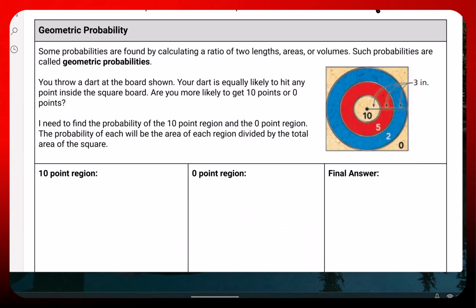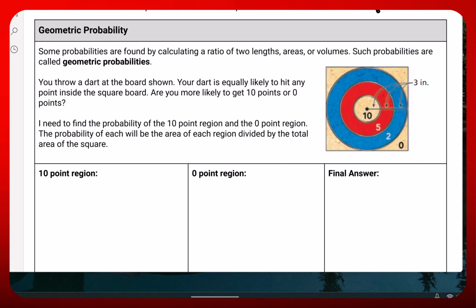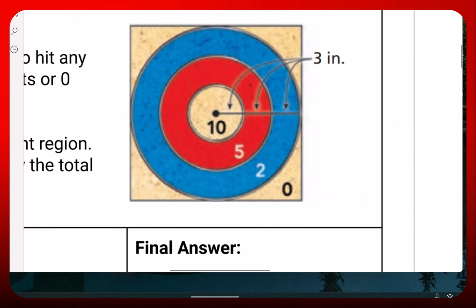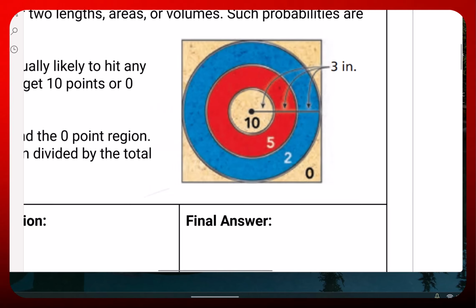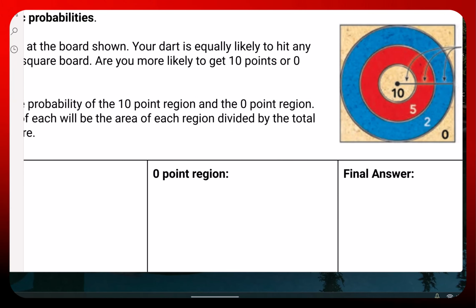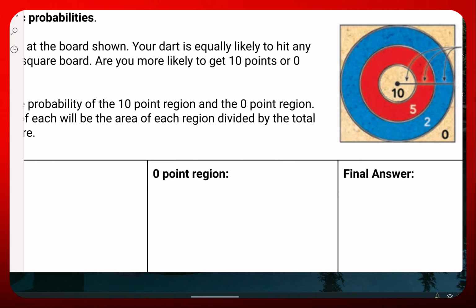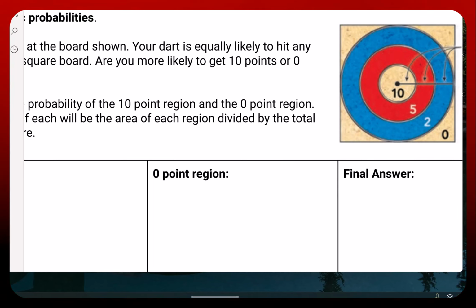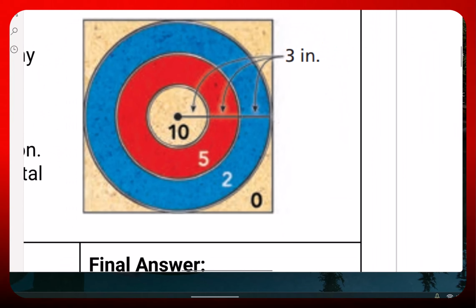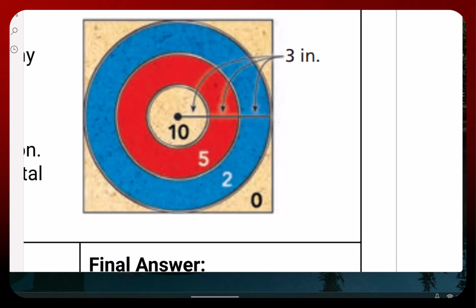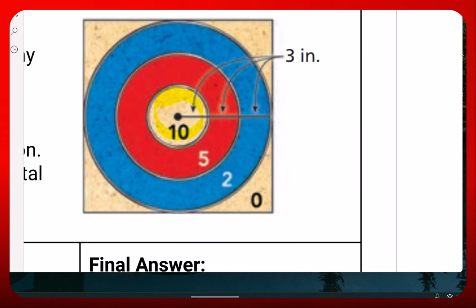So in probability, sometimes we have to figure out the probability of things that are geometric. So the area, if you notice, you've got a target here. And what we're going to do in this particular problem is compare the probabilities of getting 10 points to the probability of getting 0 points. So what I need you to do with your highlighter is highlight in one color, I don't care which color you use, the 10-point zone, which I do believe is this bullseye area right here. It's easy to see on my computer, but not so much on your black and white notes. So that's 10 points.